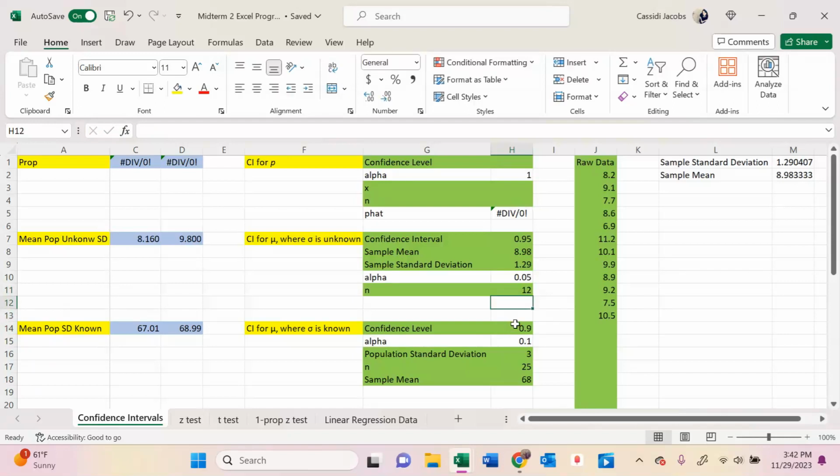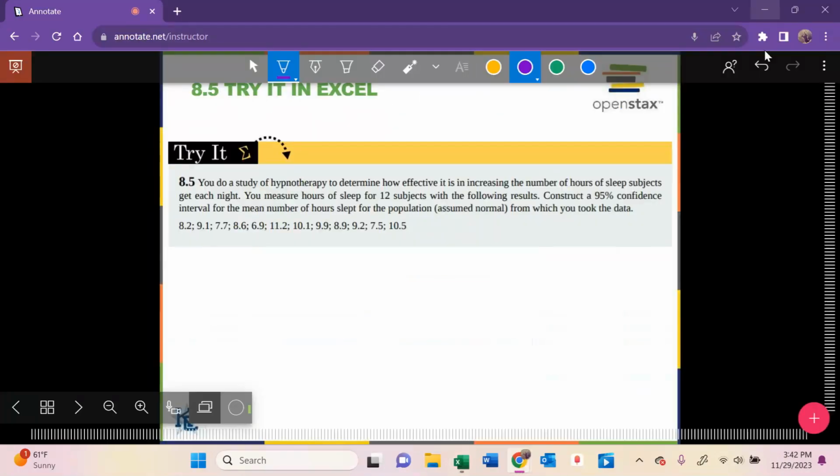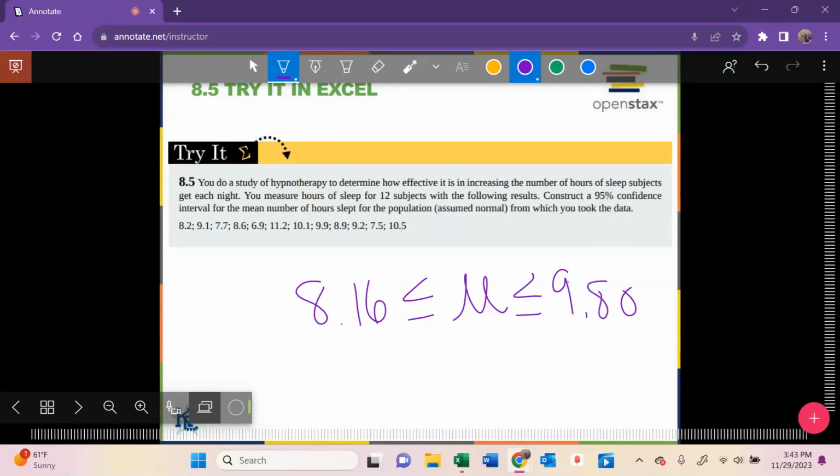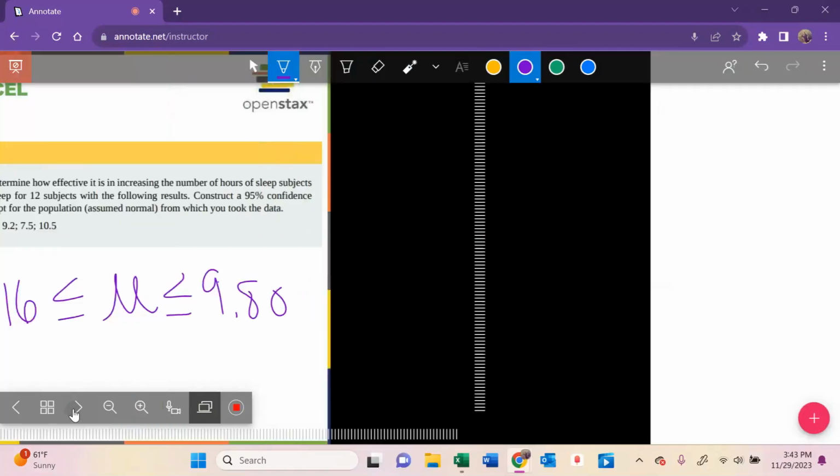So then when I click enter here, I get my confidence interval: 8.16 to 9.80. So here, the solution is 8.16 is less than or equal to the population mean, which is less than or equal to 9.80.